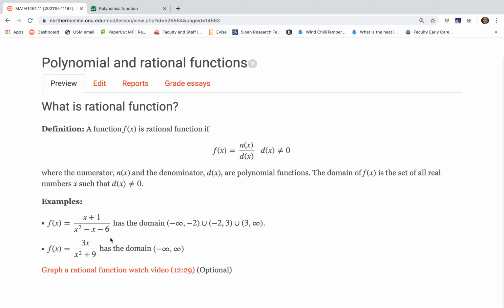But you can see here on the denominator, if you set it equal to 0, this denominator function will be equal to 0 when x equals negative 2 and 3. So that's why the domain of this function is the set of all real numbers from negative infinity to negative 2, negative 2 to 3, and 3 to infinity. And the domain of this other rational function will be, you can see the denominator is never equal to 0, so the domain is all real numbers.